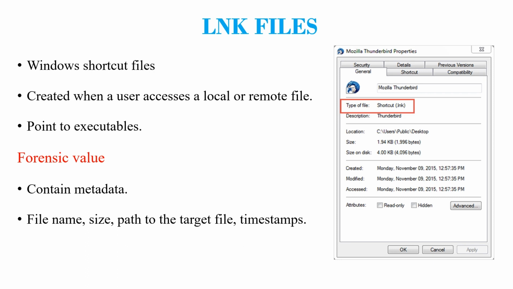So from a forensic point of view, it contains the metadata, that is file name, size, path to the target file, and the timestamp. It is an excellent source of evidence, and this information is important for understanding the activity on the system like program execution, file opening, and malicious code execution. Link files are located at this location on the computer system.